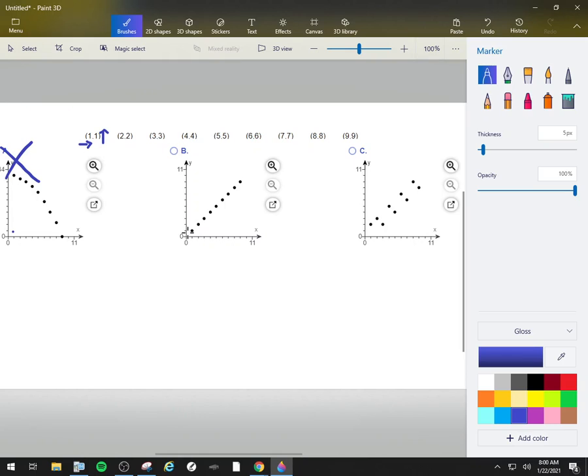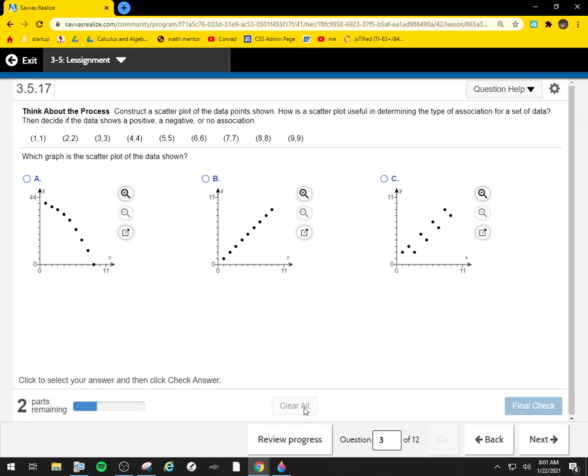Let's see, B has it. C does not have it. So it has to be B. Let's double check a couple more of these, like 5, 5. So I go over 5: 1, 2, 3, 4, 5. Then I go up 5: 1, 2, 3, 4, 5. Yeah, okay. Cool, so B is gonna be mine here.